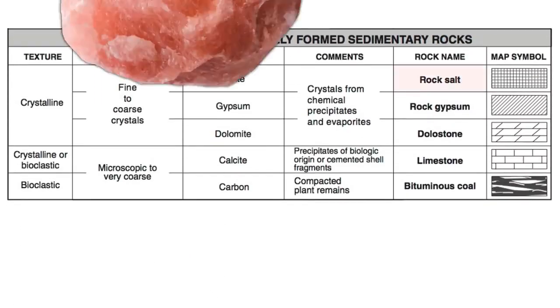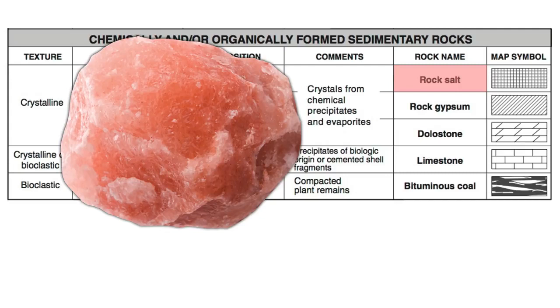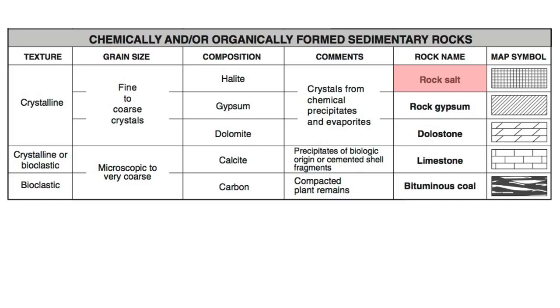Some of them are called crystalline, like this rock salt. Now this is a rock that forms when you have minerals, like in this case halite, dissolved in water, and then that water is given time to evaporate. When it evaporates, the water leaves, but the crystals of the minerals that were dissolved in it stay behind, and you're left with something like this rock salt. We also have other types of crystalline or other sedimentary rocks.